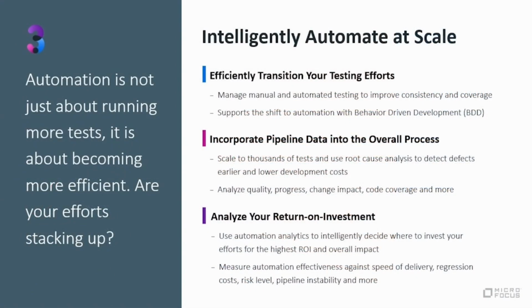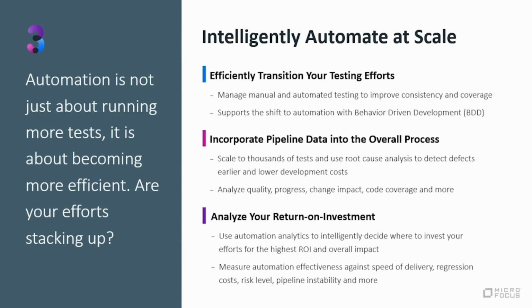With ALM Octane, not only can you keep your existing manual and automated tests, but you can extend your automated testing efforts using behavior-driven development capabilities. These let you automate more quickly and collaborate more with the business persona as you define new features. ALM Octane will scale to support thousands of manual and automated tests. And through tight integration with your CI systems, ALM Octane will incorporate all of your pipeline data to help you analyze quality, progress, code coverage, and more.